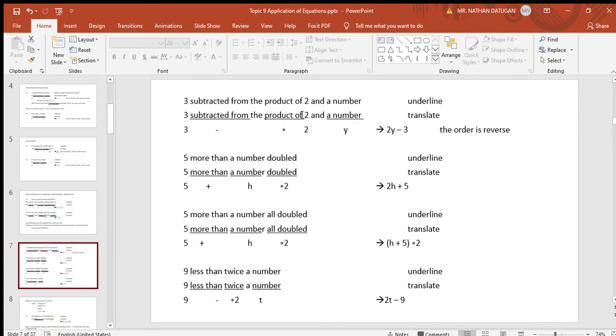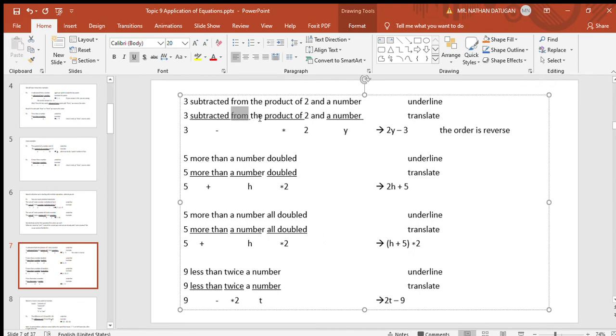So let's move on. The product of 2 and a number. Yes, that's basically going to be 2y. 2 times y, or 2y. Now we have 3 subtracted from 2y. Are we going to have 3 minus 2y? No, because of the word from, we're going to reverse the order. So instead of 3 minus 2y, it's going to be 2y minus 3.